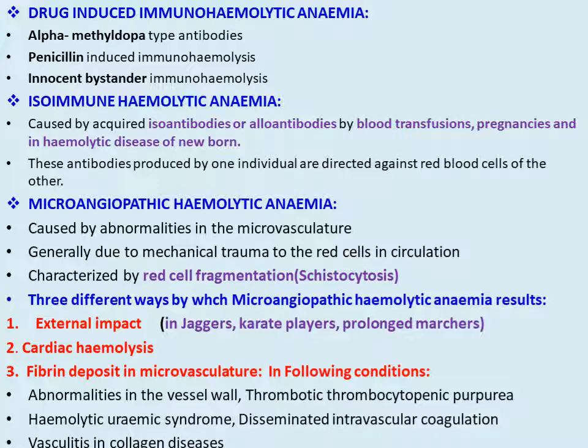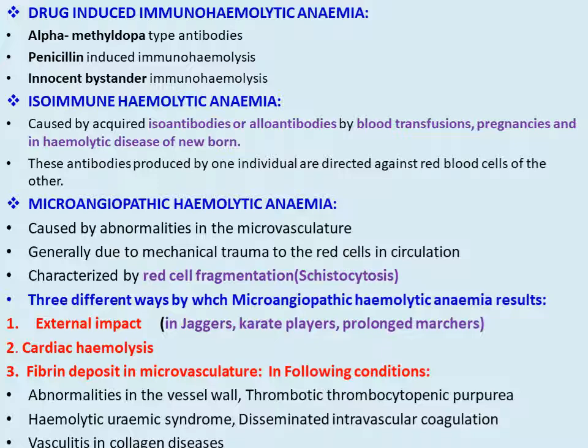First one is external impacts, second is cardiac hemolysis, and third is fibrin deposit in microvasculature. External impact to the tissue happens in joggers, persons doing occasional or long distance jogging, karate players, and those in prolonged marches. At that time external impact happens and microangiopathic hemolytic anemia occurs in a localized place of the body.